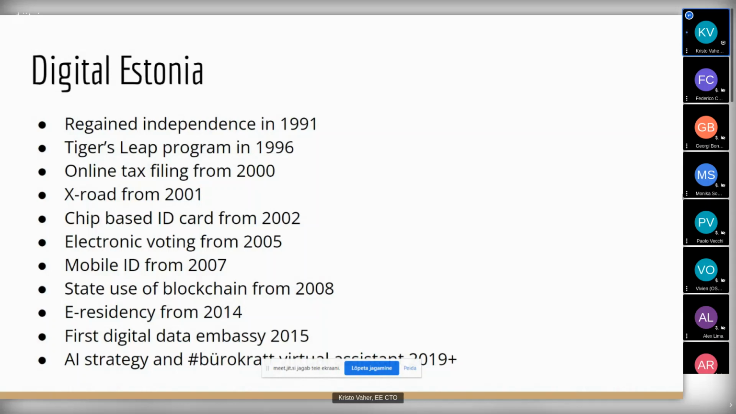So we've been able to do a lot of stuff, from our chip-based ID card to electronic voting to state use of blockchain, actually in 2008, which we're still using today. This was the year before Bitcoin even became a thing. And among other achievements, our core focus is now on AI strategy and what we're calling Bureaucrat Virtual Assistant. Bureaucrat Virtual Assistant is something that we're also building on open technologies, and all the components that we're using, both code as well as the building blocks of the language models and machine learning models, are also being made open for public use and sharing.